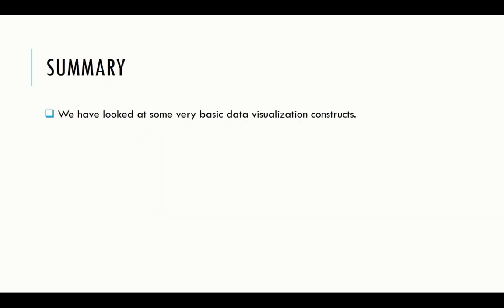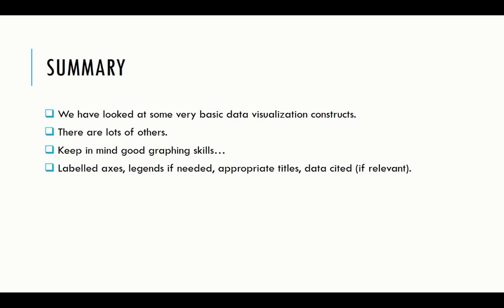So quickly to summarize, we've looked at some very basic data visualization constructs. We agree there are lots of others, and this is not intended to be a class on data visualization, but rather to introduce some basic examples. As you look at these, keep in mind good graphing skills. So we've talked about labeled axes, having legends if they're needed, appropriate titles, citing the data, of course, only if that's relevant. We've talked about not misrepresenting data in any way, that we want to be accurate and not misleading.